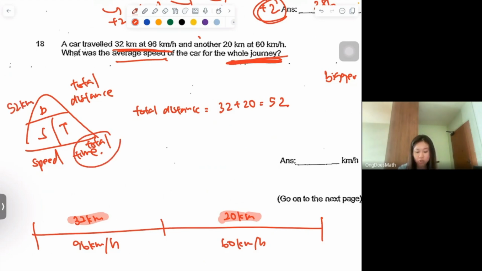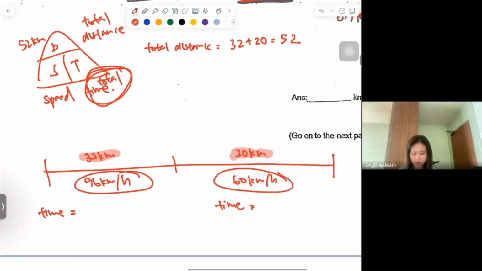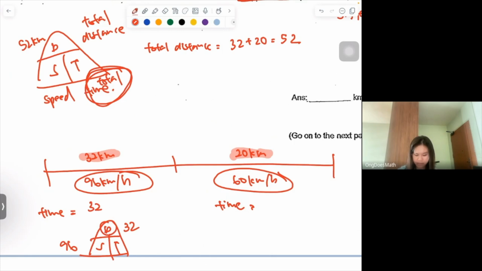We have to find out what the total time is, in order to find out what the average speed of the whole journey was. In this case, you weren't given time for the individual parts of the journey. Instead, you're given speed. But since you have the distance and the speed, you can find the time taken for the first part and the time taken for the second part of the journey. So how do you make use of this triangle? Distance is 32, speed is 96. To find out the time taken, just take 32, the one at the top, divide by the one at the bottom, 96.